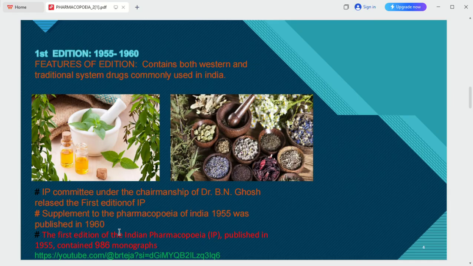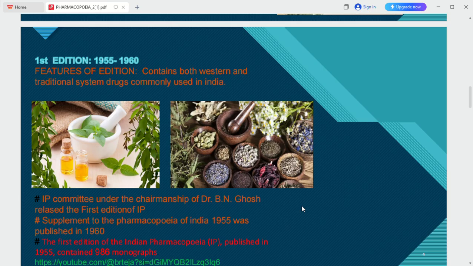Remember this one, the first edition. Many questions appear in competitive exams like GPAT, NIPER, Railways or SSC pharmacist; in particular this question is mandatory. The first edition of the Indian Pharmacopoeia was 1955, and its supplement was published in 1960.